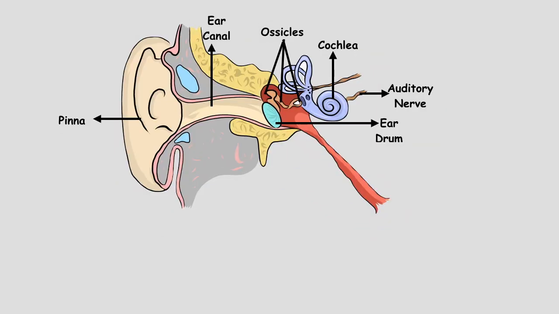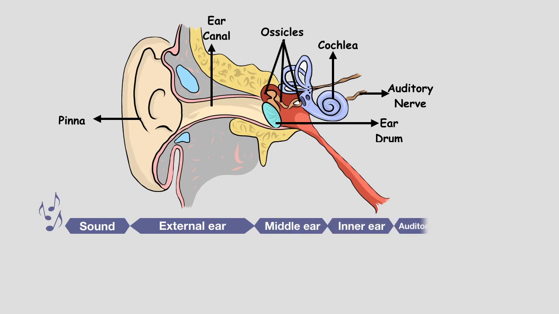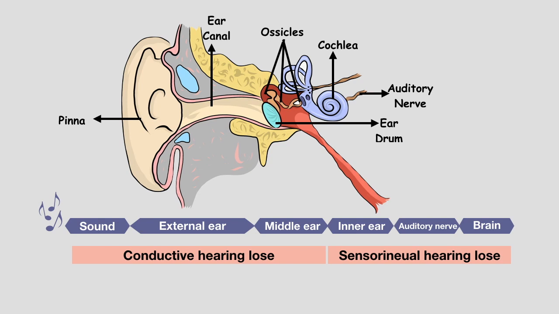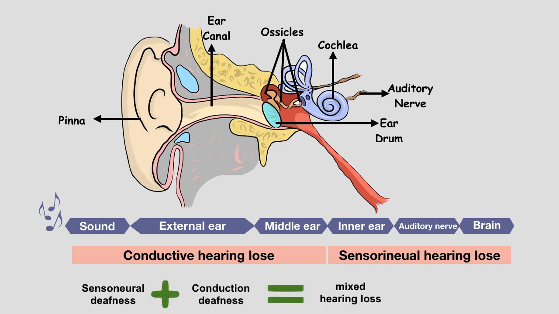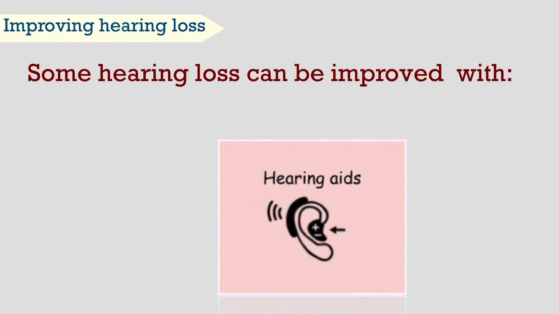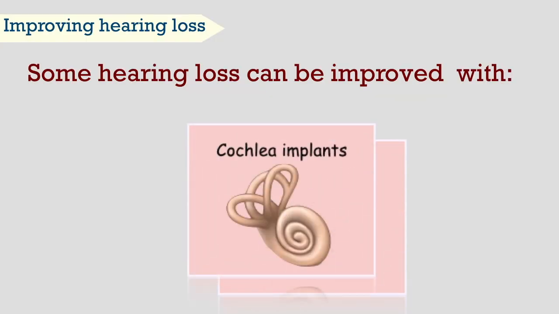As conductive hearing loss is caused by fibrosis of the middle ear, and sensorineural hearing loss is caused by damage of the cochlea, the combination of conductive hearing loss and sensorineural hearing loss is known as mixed hearing loss. Some forms of hearing loss can be improved with hearing aids, cochlear implants, and other forms of surgery.